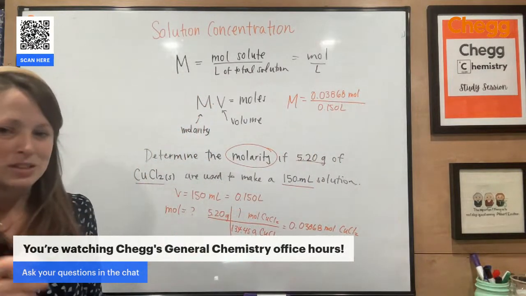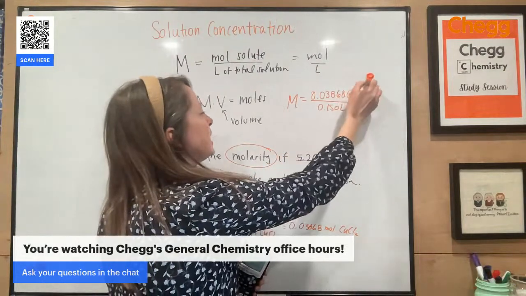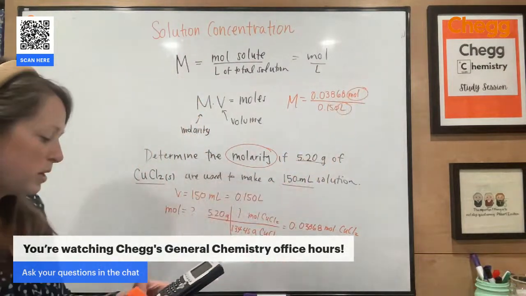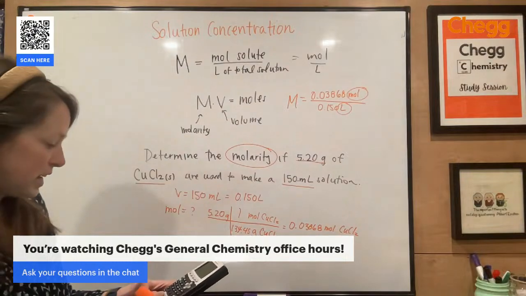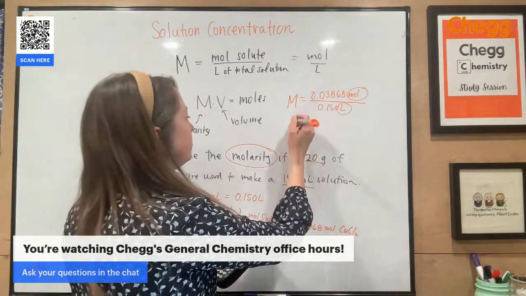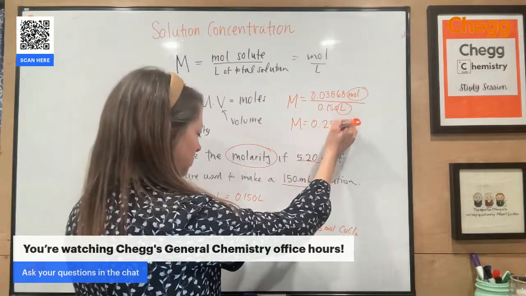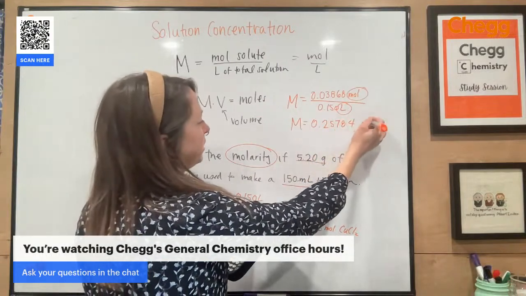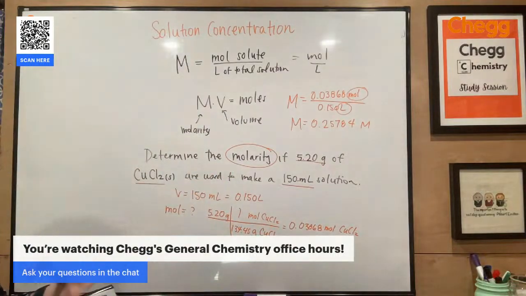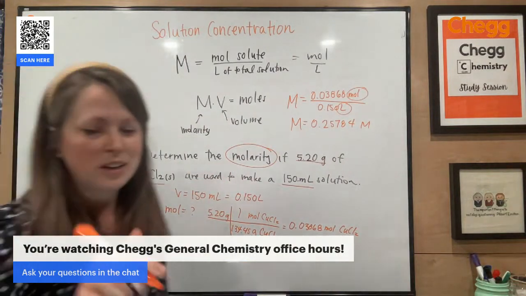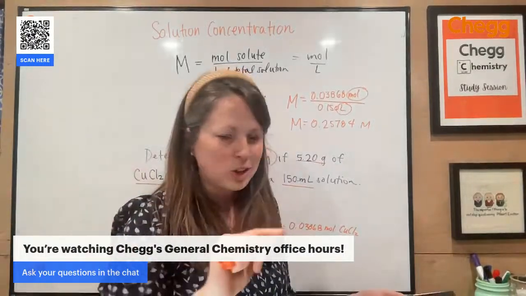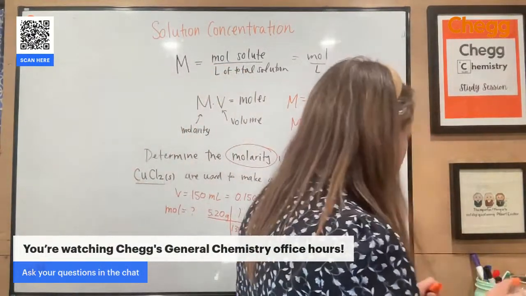Notice my units, that's the biggest thing with this. I'm taking my moles and dividing by my total volume of the solution to find that I have a concentration of 0.25784 molar. Now let's go back and figure out how many sig figs we need. And then I'll go back and we'll talk about how I know what is aqueous in a solution.